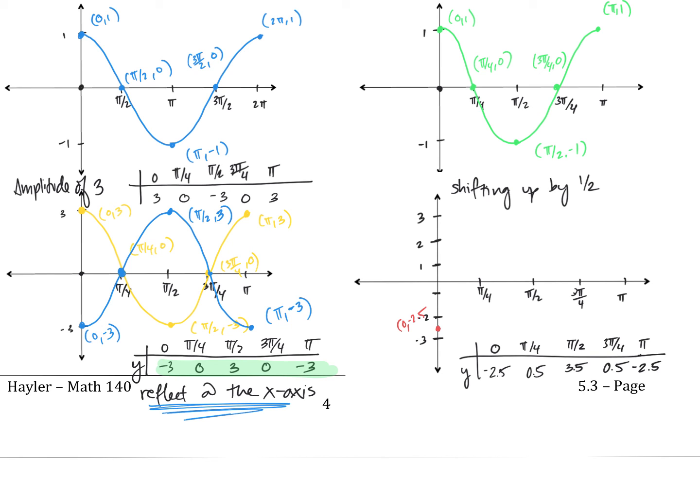Pi over 4 is 0.5. So pi over 4 is 0.5. Then pi over 2, 3.5. So up about there. And then coming back down, so 3 pi over 4 is 0.5. And lastly, pi, -2.5.